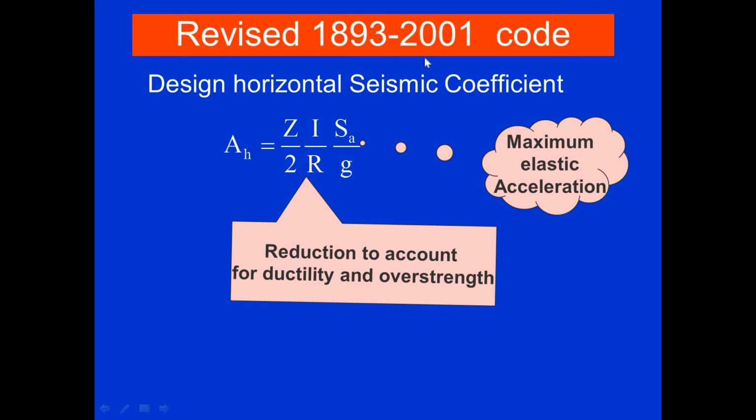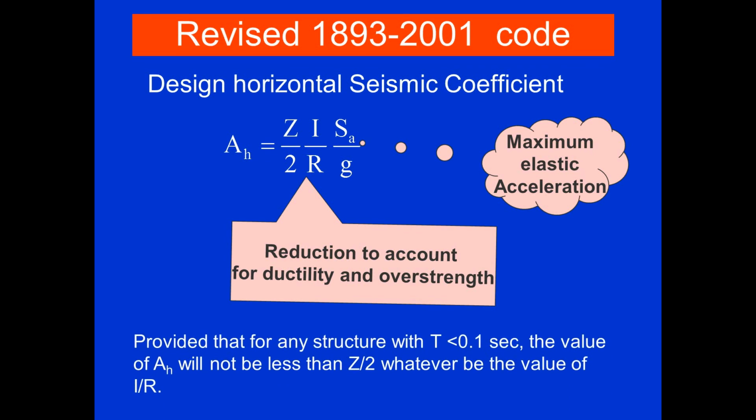In the IS 1893 2002 code, the design horizontal seismic coefficient AH can be calculated as Z by 2, I by R, Sa by g. This is the calculation part. In unit number 4, when we analyze the building, this formula will be applicable for the calculations. If you see the formula, AH is equal to Z by 2 I by R Sa by g. R is the response reduction factor, Sa by g is the maximum elastic acceleration, and Sa by g is directly related to your soil structure interaction or your foundation data.